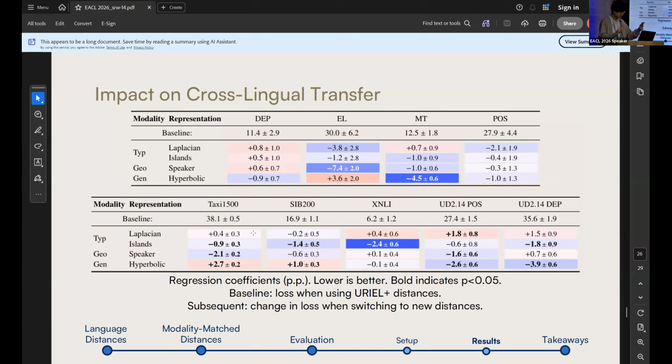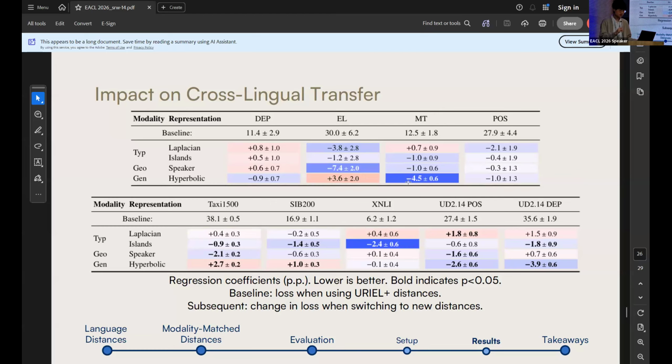So if we look in the first group of the table, if we look at the hyperbolic representation, it reduces MT performance loss by 4.5 percentage points. And that is really a 36% decrease. And similarly, in the second group, for the ident representation in XNLI, it reduces performance loss by 39%. So all of these results are actually really substantial in terms of closing that gap.